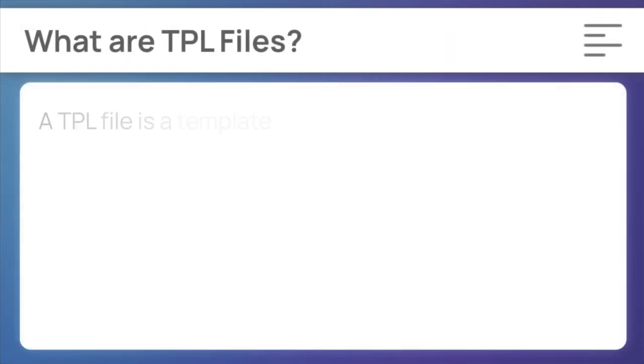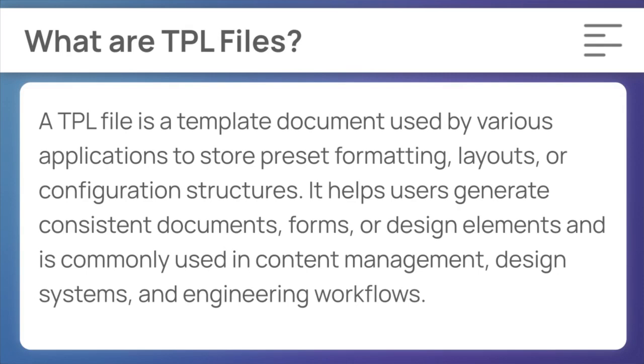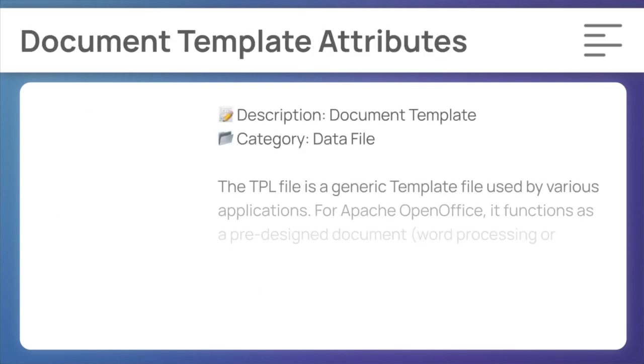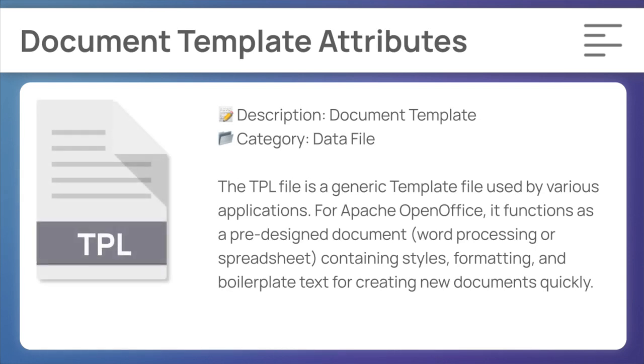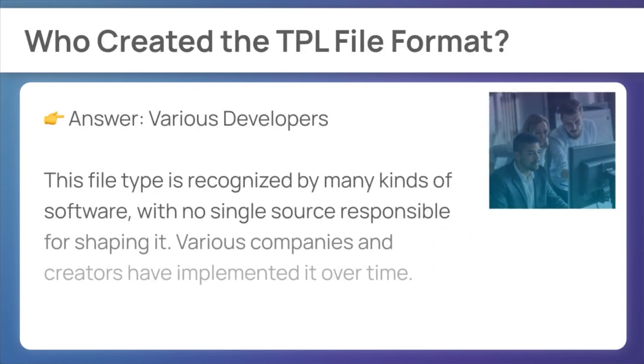The common usage of TPL places it squarely in the realm of data file formats. The internal manifest relies entirely on the document template format. The TPL file is a generic template file used by various applications. For Apache OpenOffice, it functions as a pre-designed document, word processing, or spreadsheet, containing styles, formatting, and boilerplate text for creating new documents quickly. Developed by Apache Software Foundation, the format is structural and based on the Open Document XML standard. The file's integrity relies on the XML syntax.